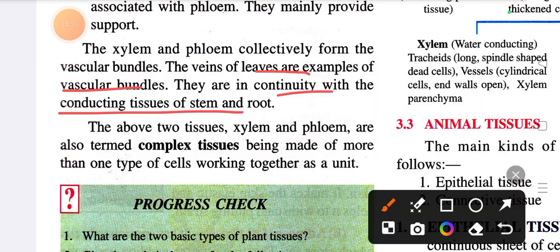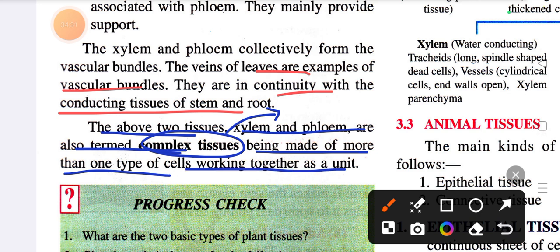Now here comes the important point. The above two tissues, xylem and phloem, are also termed complex tissue, or conducting tissue, being made of more than one type of cell working together as a unit. As we know, they are each made up of four different types of cells.